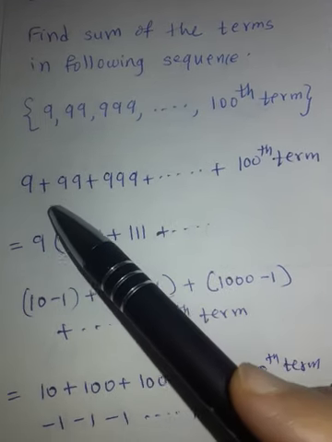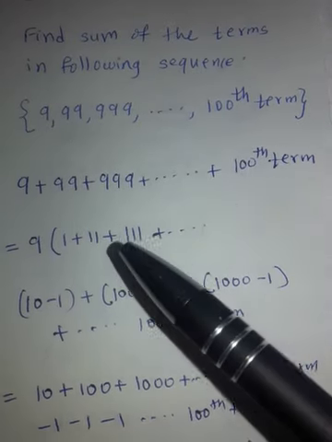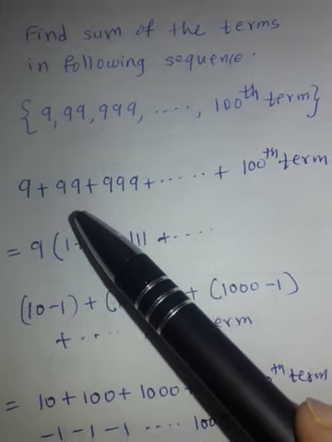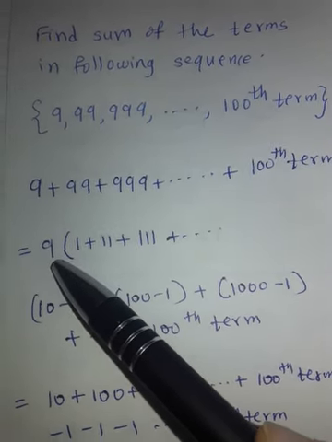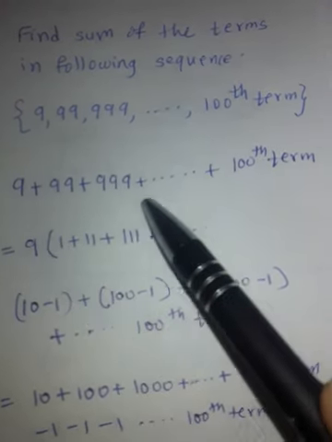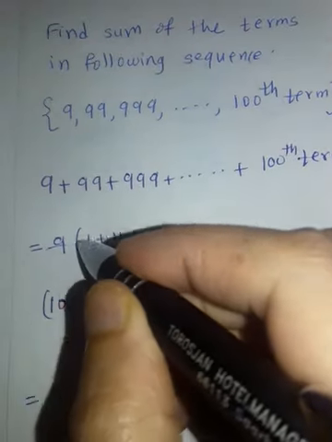Let's see how. Now I want their sum. That is my question. I want sum of these terms. When I look at these numbers, the first thing that comes to my mind is I can take 9 common. If I take 9 common, in bracket these terms remain. But again I cannot do anything with these terms, so I just cancel this. It has no benefit.